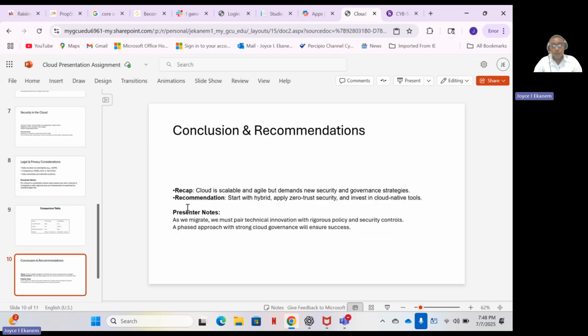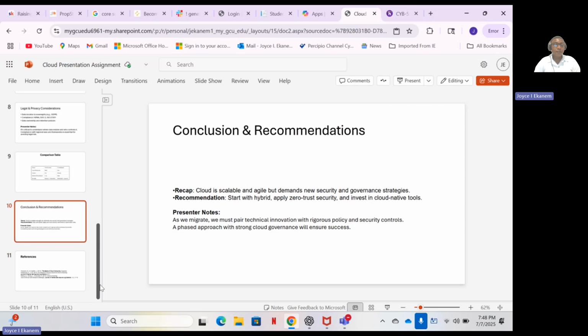In conclusion, cloud is scalable and agile, but demands new security and governance strategies. Recommendations. My recommendation would be to start with hybrid, that's on-premises and cloud, apply zero trust security, and invest in cloud native tools. As we migrate, we must pair technical innovation with rigorous policy and security controls. A phased approach with strong cloud governance will ensure success.